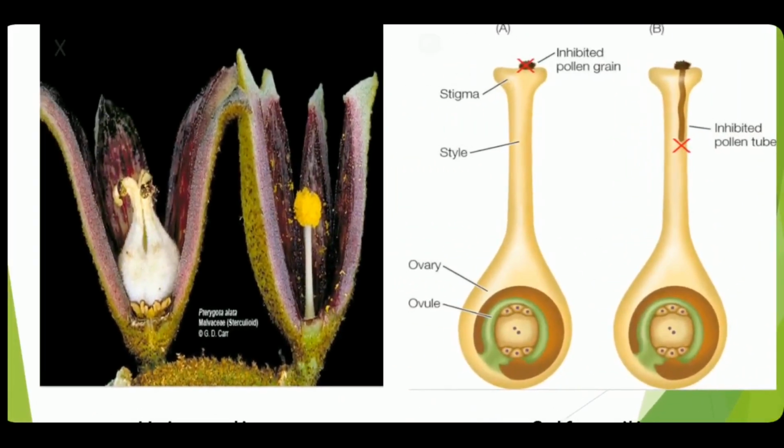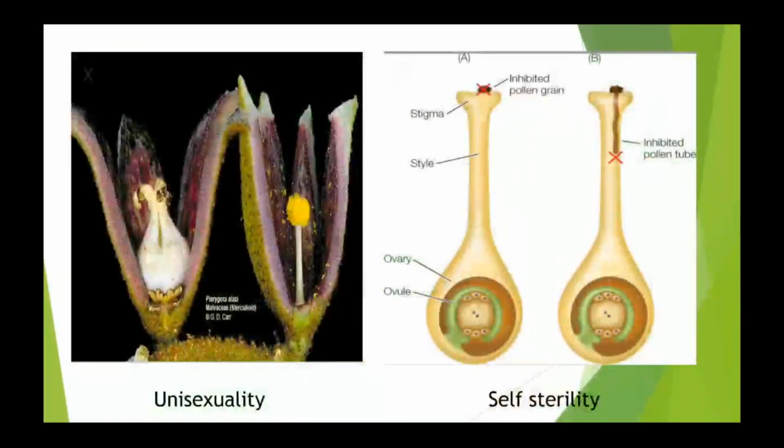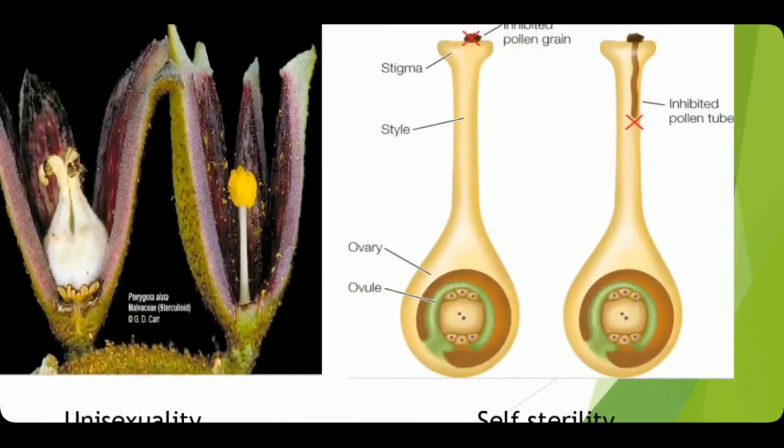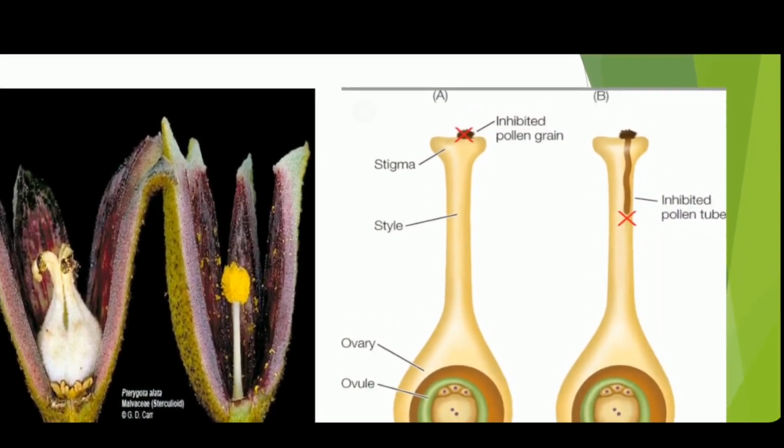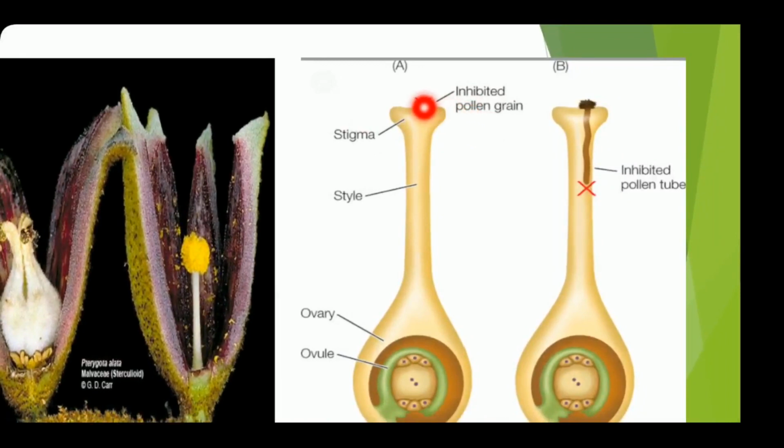Having only one sexual characteristic, either male or female. And here you can see cell sterility. It means that the pollen grain falls on the surface of the stigma, but it does not germinate into a pollen tube. And the second condition is that the pollen grain falls on the stigma, is deposited on the stigma, but is unable to germinate a complete pollen tube to reach the ovary. So this is the second thing.